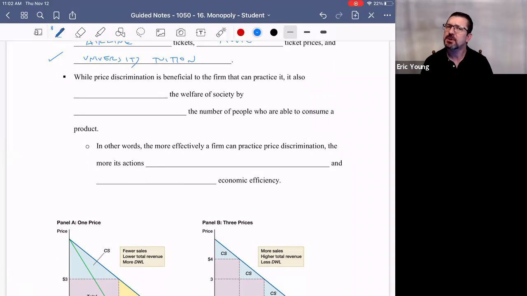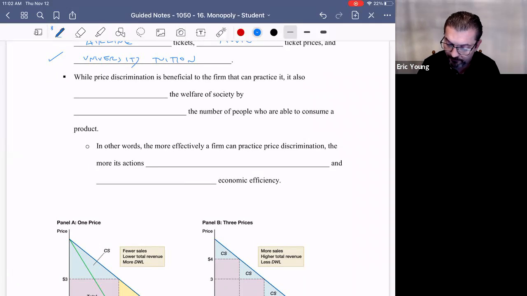This is a very interesting issue. There are clearly moral and ethical and fairness issues tied to this, but that's really beyond the scope of this course. It's worth talking about, but that's beyond the scope of a pure economics discussion. But what's really important to point out is this.